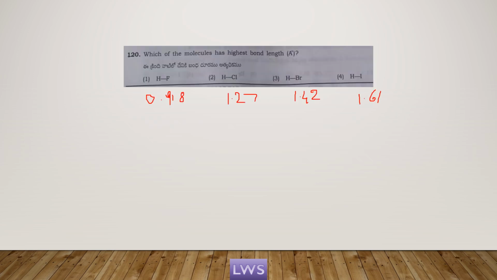Which of the following has highest bond length? So in HF it is 0.918 angstrom, HCl it is 1.27 angstrom, HBr it is 1.42 angstrom, HI it is 1.61 angstrom. So it is high in HI. Hydrogen and iodine it is high.